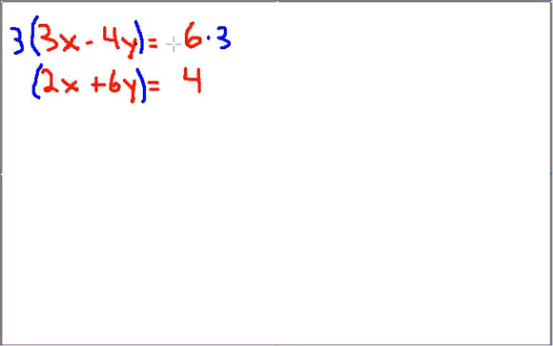3 times 3x is 9x. Then 3 times a 4y is a 12y. And we have a minus sign there. So we have 9x minus 12y on the left. Then on the right we have 6 times 3, which is 18. Now let's come down and take a look at our second equation.